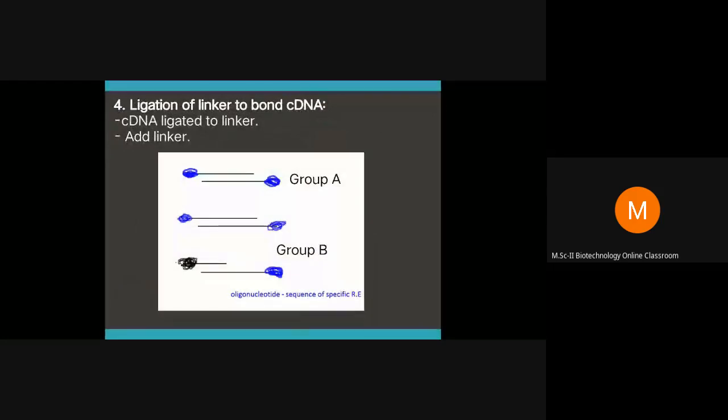Fourth, ligation of a linker to the bound cDNA. The cDNA is ligated with a linker at its ends. The linker is a synthetic double-stranded oligonucleotide containing a sequence for a specific restriction enzyme. The linker is added and divided into two groups, Group A and Group B. The linker must contain a short nucleotide cohesive overhang, a type 2 recognition sequence and a PCR primer sequence.